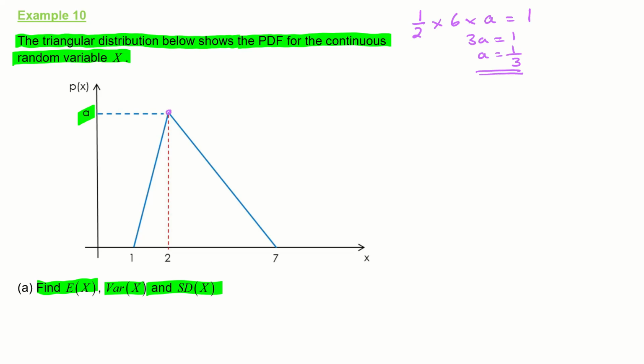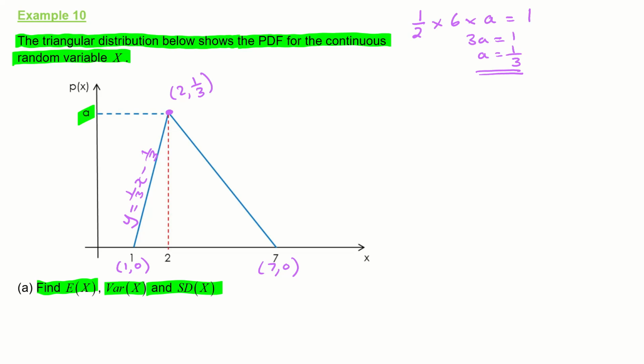So we know that this point here is 2, 1/3. This point is 1, 0. This point is 7, 0. And so we can use (1, 0) and (2, 1/3) to work out the equation of the line here. So that is going to be 1/3 x take away 1/3.